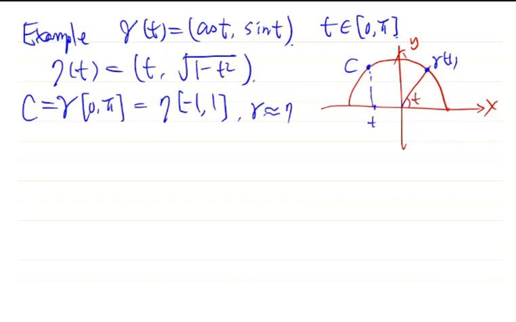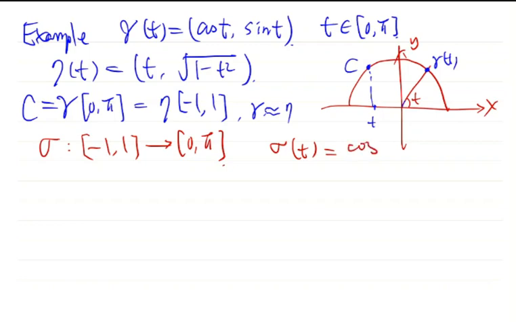You can define the sigma, where sigma should be defined from [-1, 1] to [0, pi]. So let sigma(t) be what? Cosine t? I think so. Okay, sigma(t) to be cosine. No, arccosine.